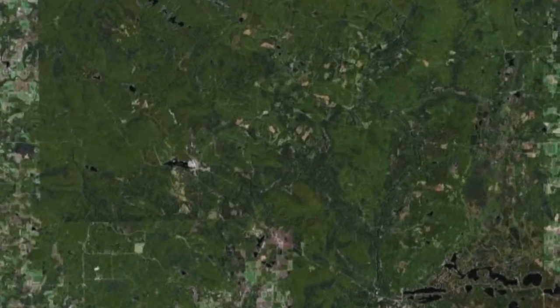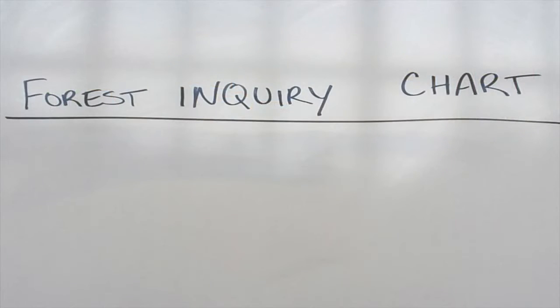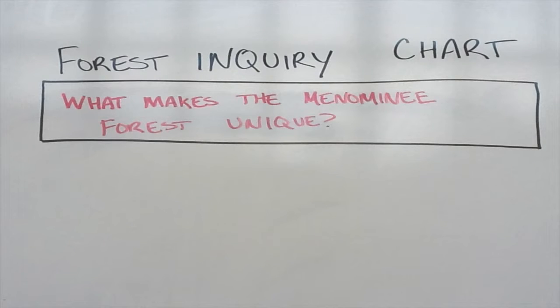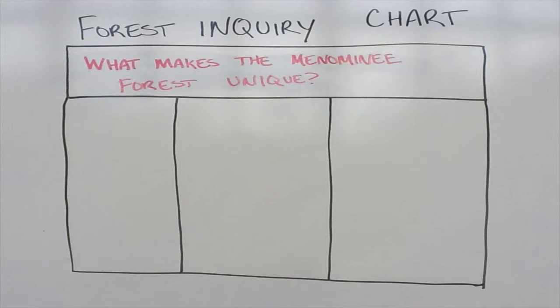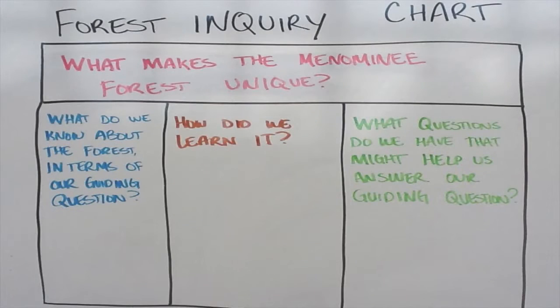Through these experiences of experiencing the forest from different perspectives, the students and the teacher basically define the guiding question for the unit as, how is the Menominee Forest unique? Throughout the unit then, students will be working to develop an answer to that question. We incorporated an inquiry chart into the unit where teachers create a class chart where students can keep track of what they've learned about the forest, how they've learned it, and what they need to know next to answer the guiding question.